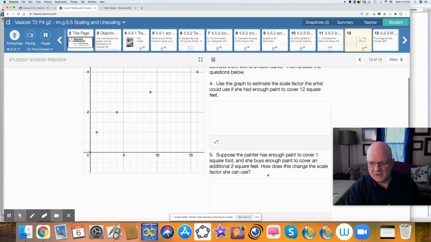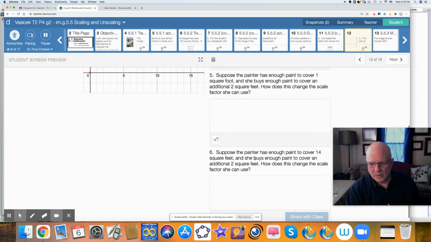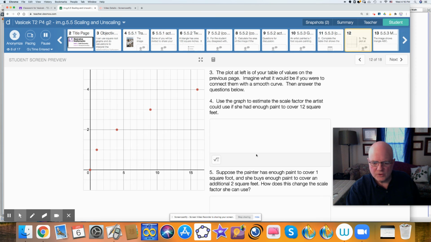So suppose one has enough to cover 1 square foot, and she buys enough to cover 2 square more. So this would be the square root of 3. The square root of 3 is about 1.5. Is that right? 1.7, I'm sorry, 1.7. So it's somewhere in here. And what about if we had 14 and did 2 extra more? So we're going from here to here.